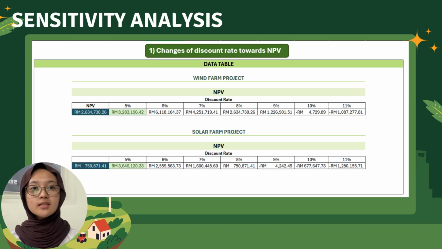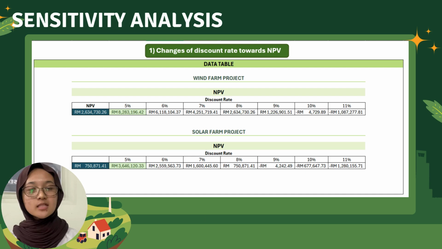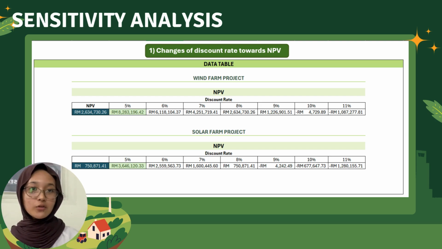The sensitivity analysis clearly demonstrates that both the wind farm and solar farm projects are highly sensitive to changes in the discount rate. As the discount rate increases, the NPV of both projects decreases significantly, with both projects turning negative at the higher discount rates.